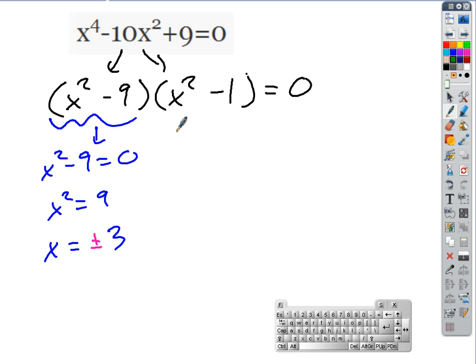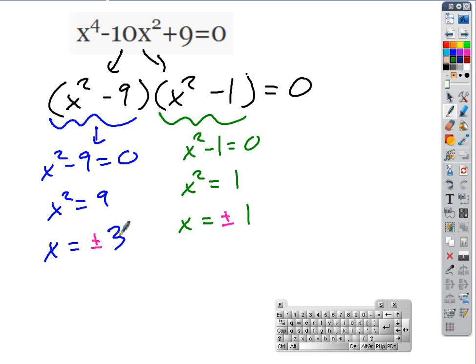Okay, what about this one? If I set that equal to 0, and I do the same process, I get x squared equals 1. So what does x equal? Plus or minus, good. Square root of 1 is just 1, right? So those are my four answers I get. Negative 3, positive 3, negative 1, positive 1.